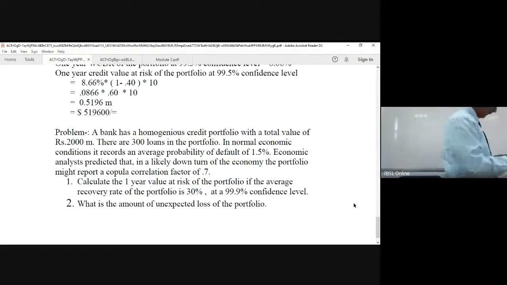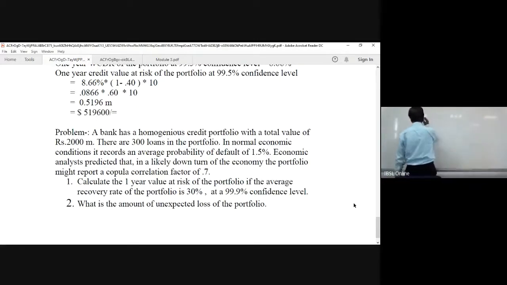Right. We have to just put in the formula: WCDR, 0.999, N inverse, 1 minus 0.7, square root of 0.7.